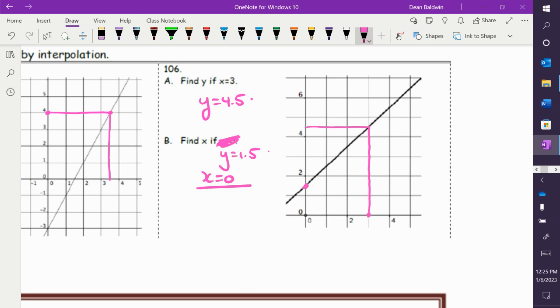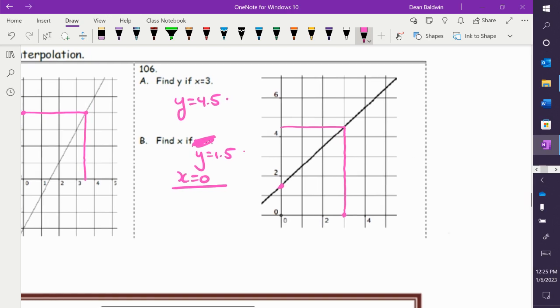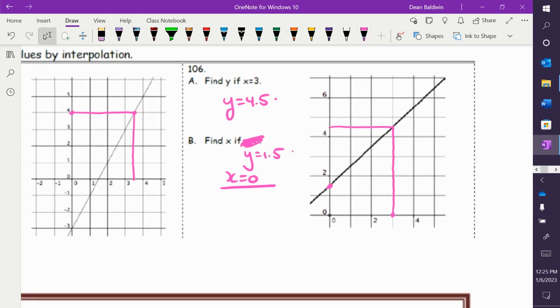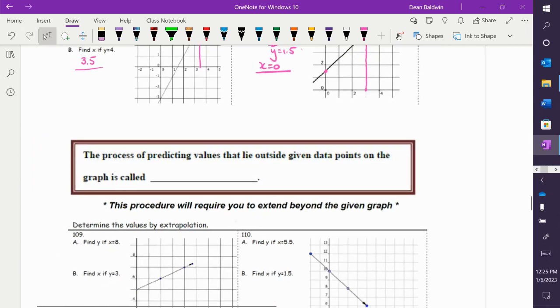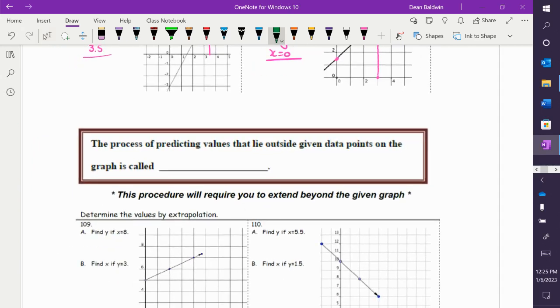Because we did all those and they're on our line that we've drawn, that's called interpolation. If you go outside the line that you have, the data sets that you have, that's called extrapolation.